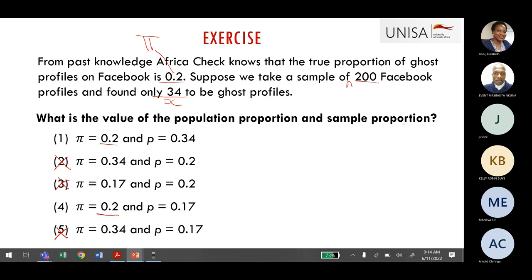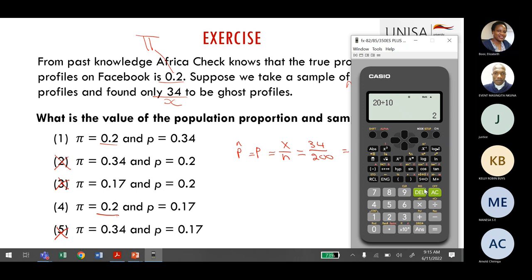What is my sample proportion? They haven't given it to me, so I need to calculate it. Your p-hat is given by x divided by n. So what is our x? X is 34. What is our n? N is 200. Because I've already identified them in the question, it makes it easy. So what is 34 divided by 200?